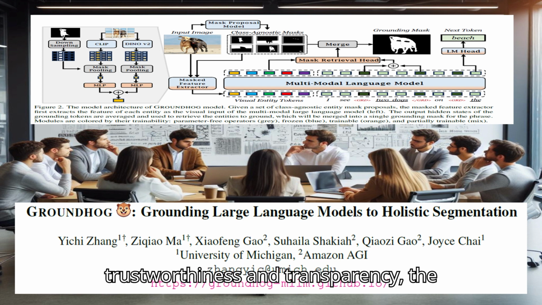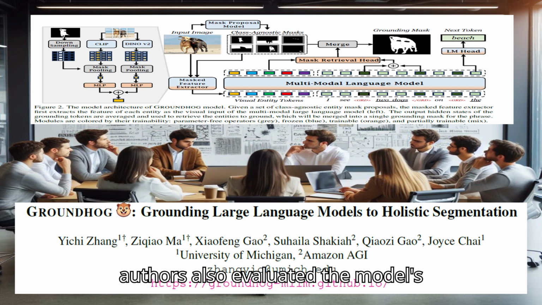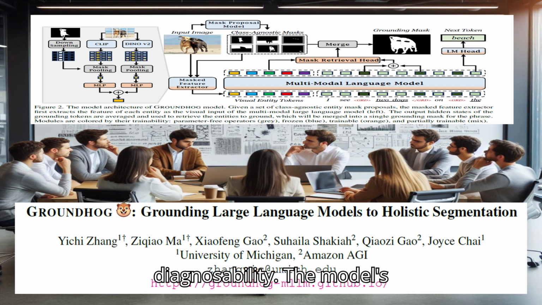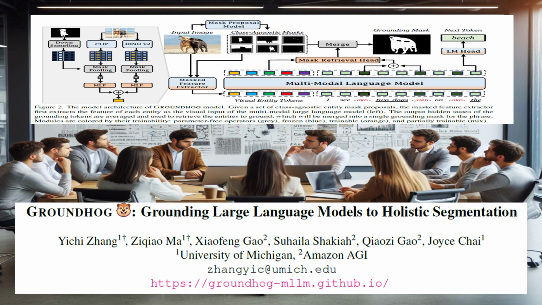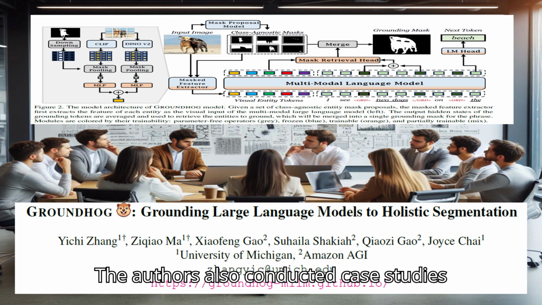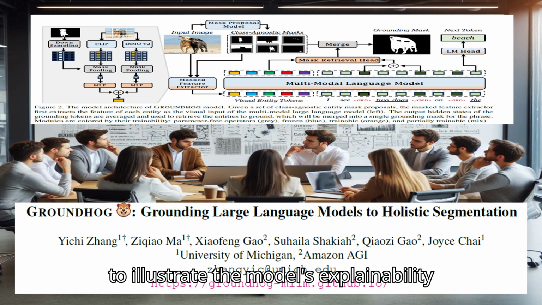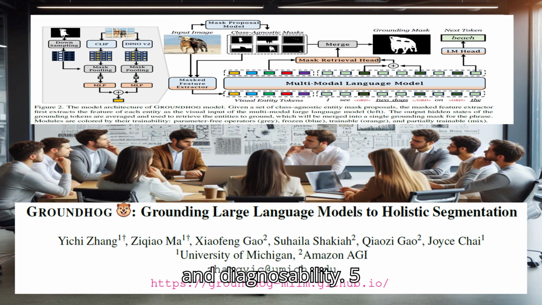4. Trustworthiness and transparency. The authors also evaluated the model's ability to reduce object hallucination and improve explainability and diagnosability. The model's performance was assessed using the POPE benchmark, which includes binary questions about object existence. The authors also conducted case studies to illustrate the model's explainability and diagnosability.